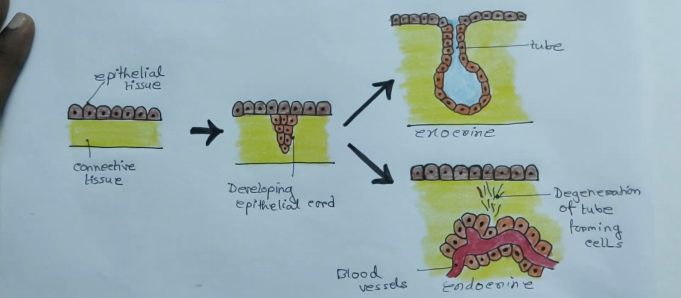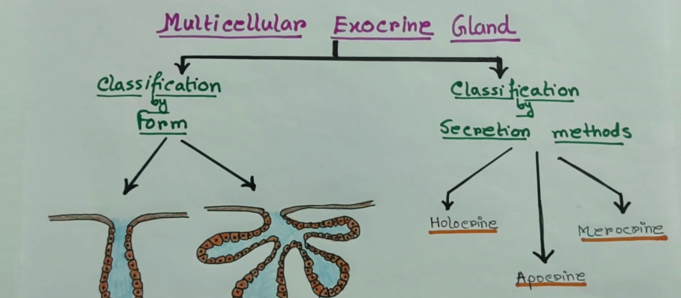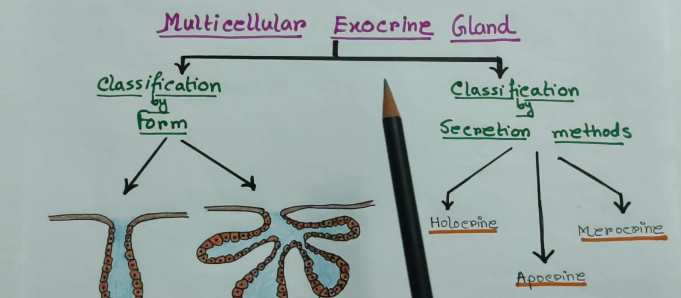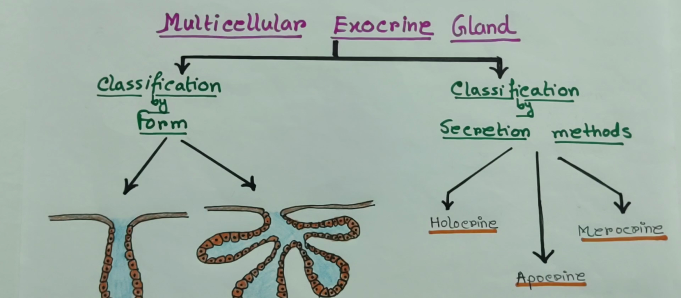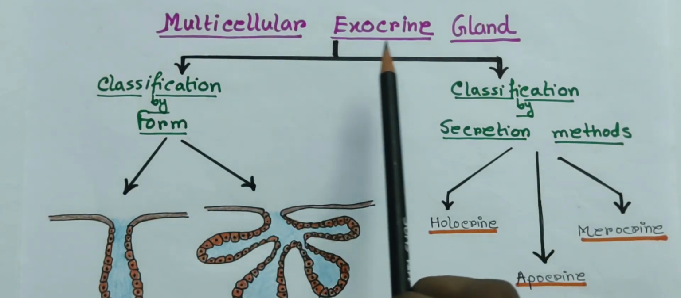Endocrine gland. Now I am coming to the classification of multicellular exocrine gland, because an example of a unicellular exocrine gland is the goblet cell. I have already discussed that it is present in the epithelial tissue. Now it is the multicellular exocrine gland.